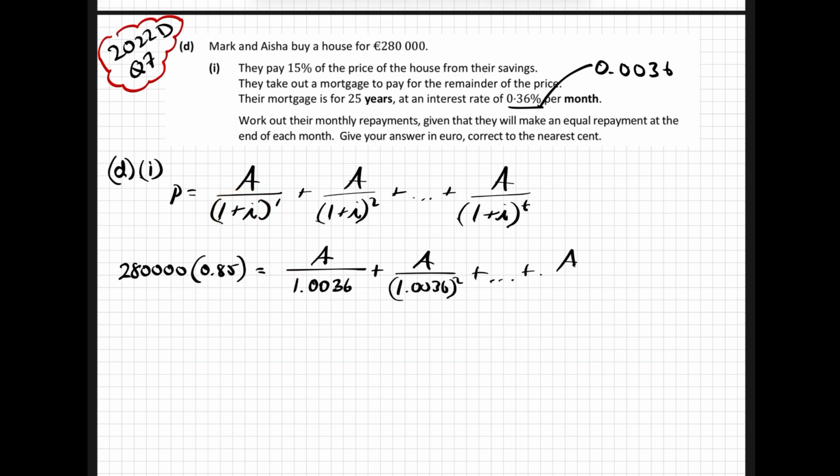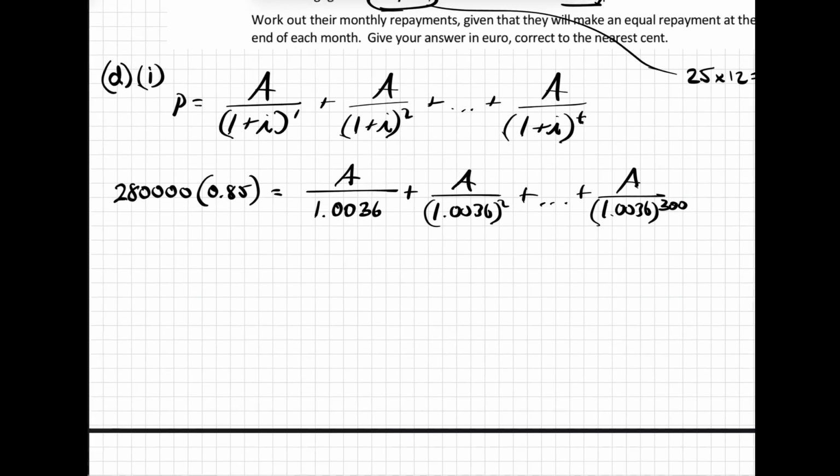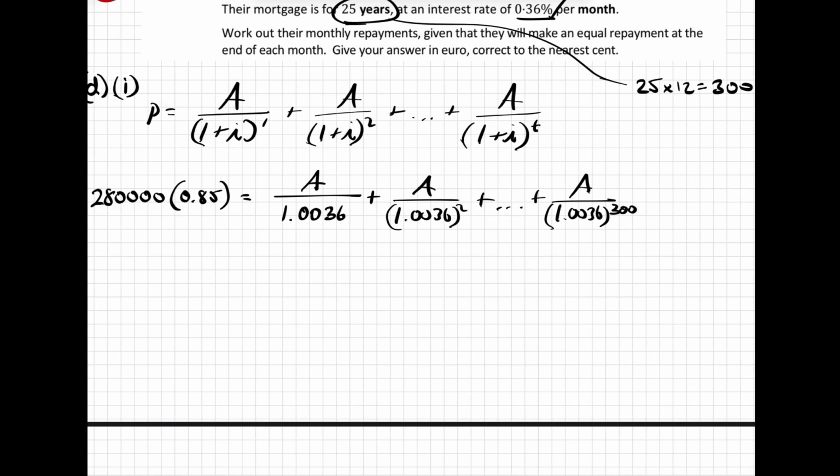And when I say 1 plus that, I get 1.0036. I also took a look here, 25 years. 25 years is 25 by 12, which is 300 months. So I've done t as 300 there. My next stage, this becomes 238,000.